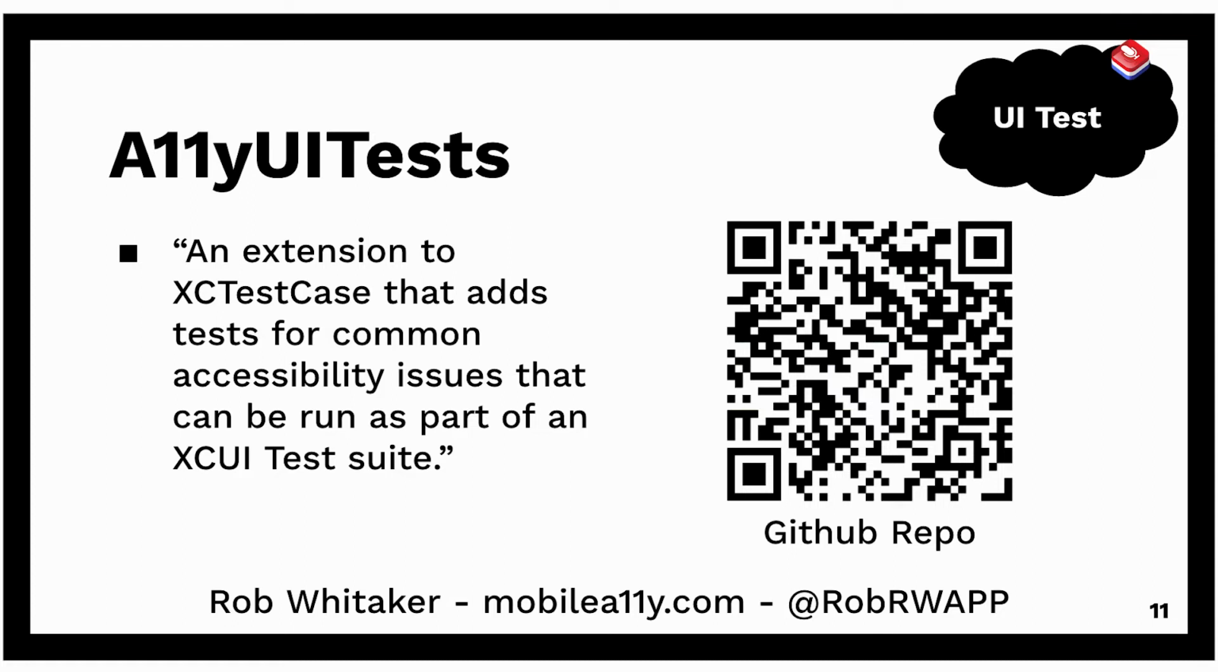If you don't want to do that all on your own, you can use this testing extension made by Rob Whitaker. This QR code will send you to the GitHub repo. He has done this for you, and you can run almost all of the checks for the issues that we talked about a few slides before. And the great thing about his repo is you can select which checks you want to run. You can sprinkle some of them into existing UI tests that you have, or you can create new UI tests only for accessibility using this extension.